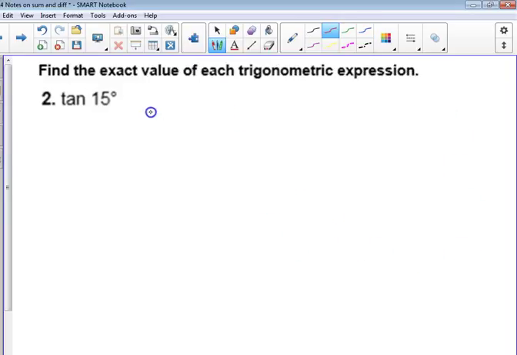Okay. This one, tangent is a little painful. So you want to do 60 minus 45, that will work. 45 minus 30 would work. All kinds of things would work. The problem here is that tangent gets ugly fast. So I'm going to write the rule down again for this one.